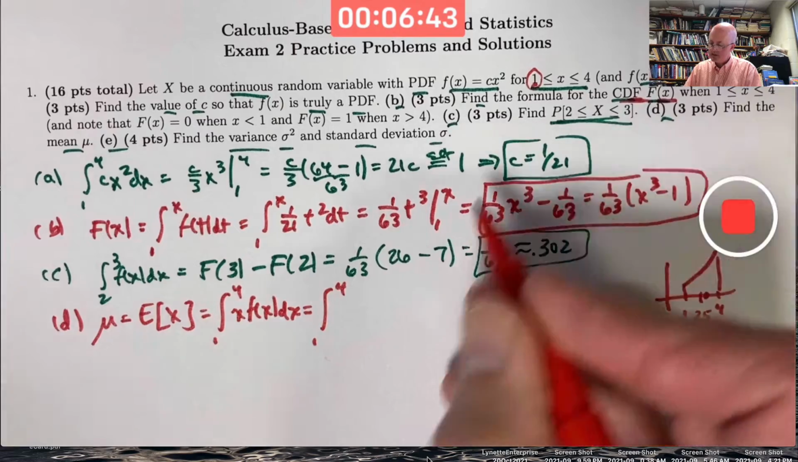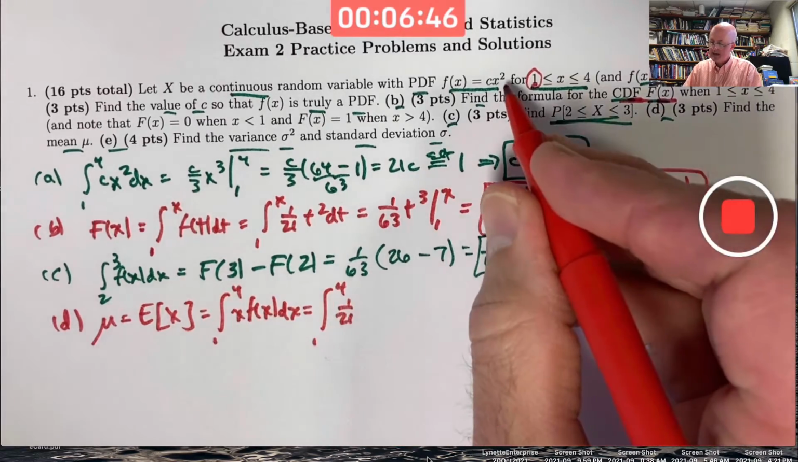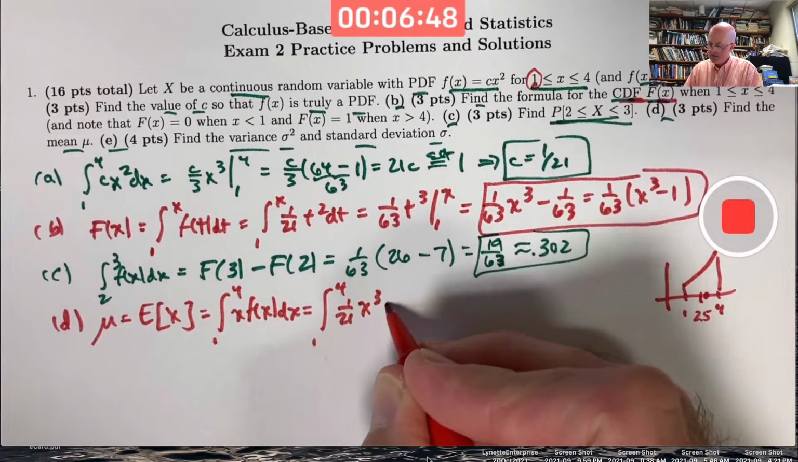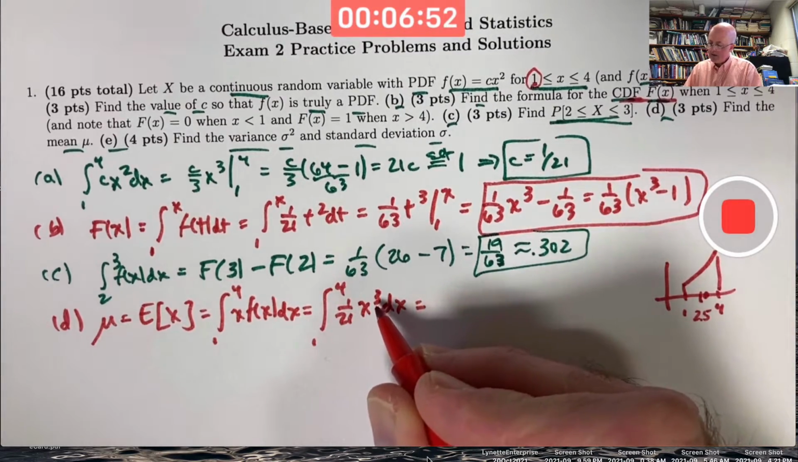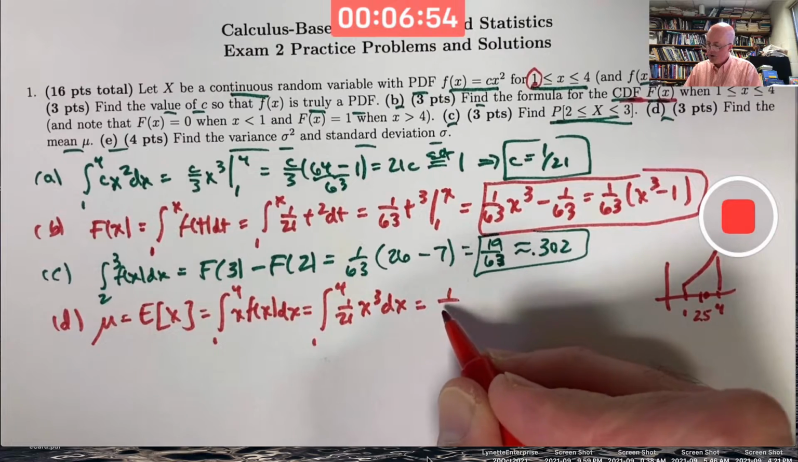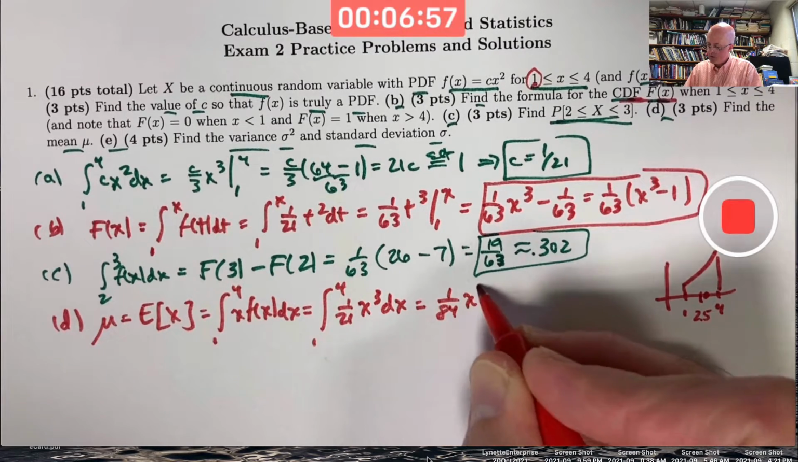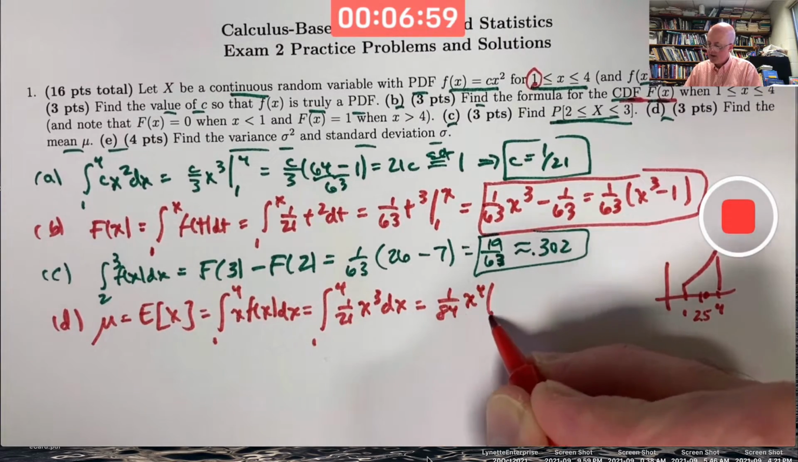Ultimately, c is 1 over 21. X times x squared is x cubed. That's the integral to do. That's going to give us the mean. Divide everything by 4, you're going to get 1 over 84, x to the 4th, when I raise that exponent by 1, evaluated from 1 to 4.